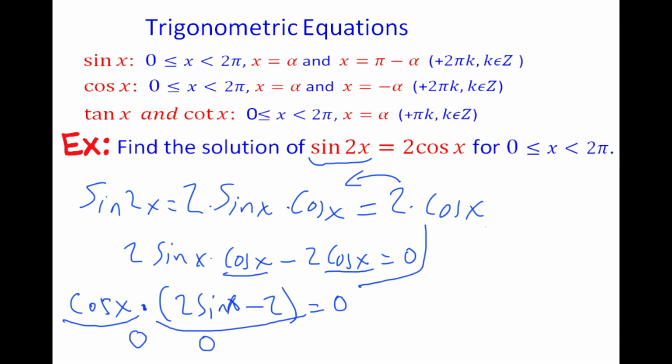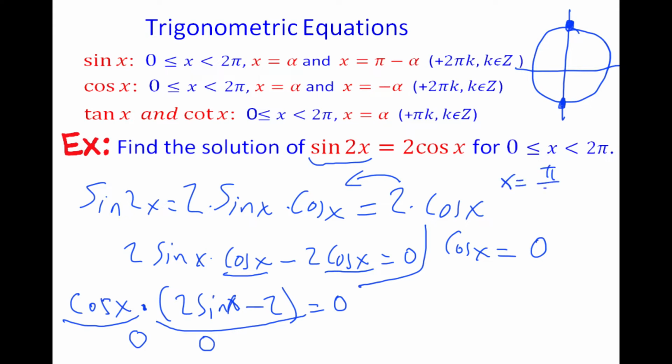So if the first term is 0, which means that if cosine x is 0, then cosine x is 0 at which points? If you remember, let's say this is our unit circle, okay? Cosine x is 0 at pi over 2 here and at 3 pi divided by 2 here. So that means, guys, x is pi over 2 or 3 pi over 2. So by just considering the first term as 0, we have those solutions.